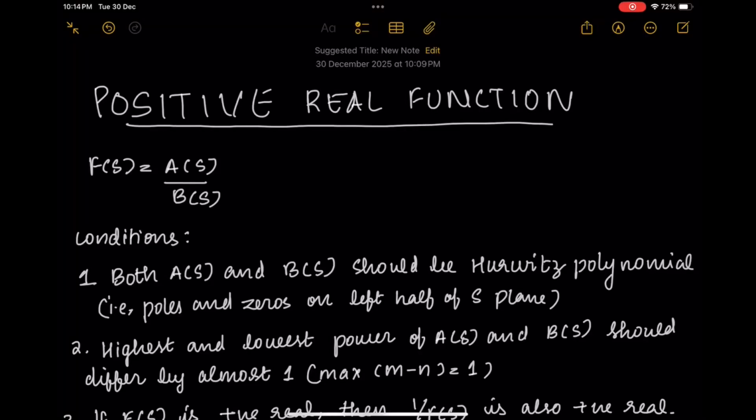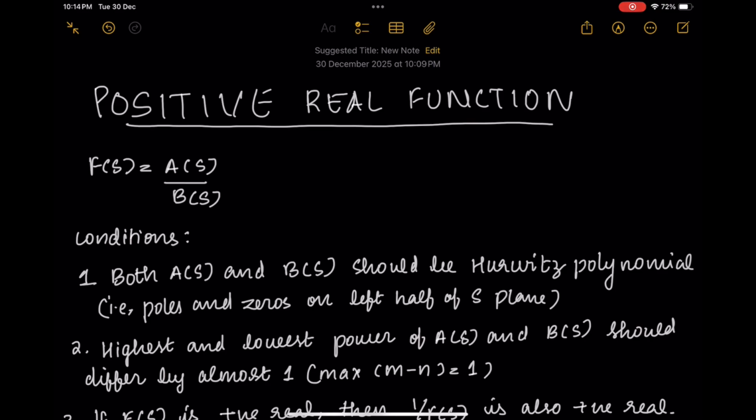Today we are going to discuss positive real function. It is the follow-up of Hurwitz's polynomial that we have studied earlier. So let us study what is a positive real function. First of all, let us consider f of s, a function that is a fraction of a polynomial a of s and polynomial b of s.